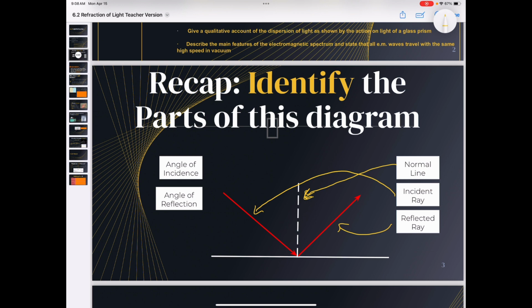The important thing to remember is that those angles are always measured from the normal line to the ray. That's going to be these colored in shaded sections that I'm making right here. Our angle of incidence is on the side with the incident ray, so it's going to be this one right here, and our angle of reflection will be over here on the side with the reflected ray. So this will be my angle of incidence, I, and this will be my angle of reflection, R. Those are the 5 parts of the reflection diagram that you should be able to tell me.